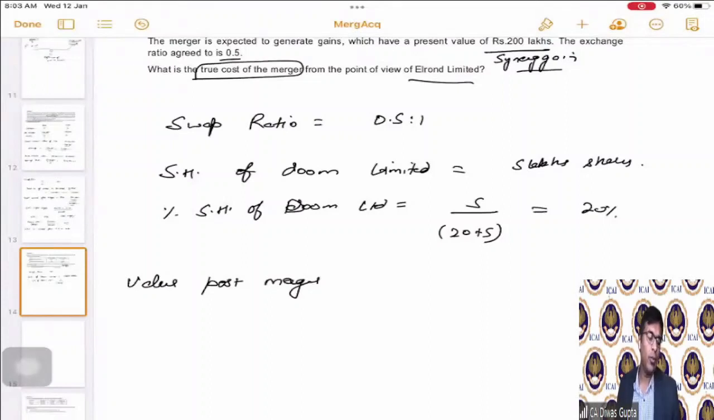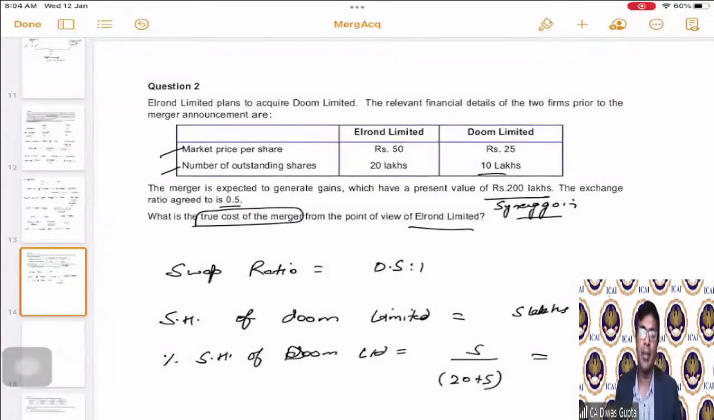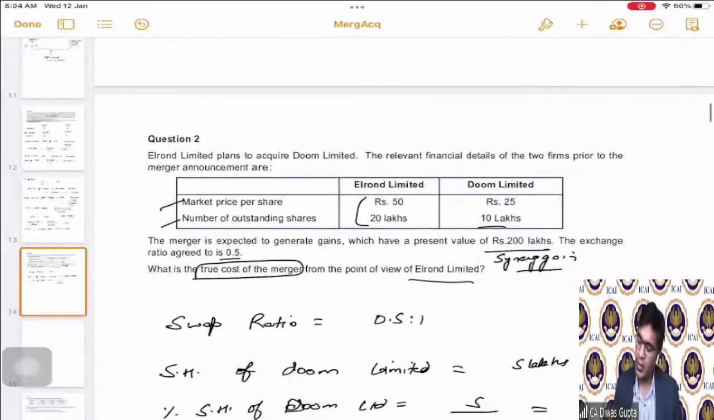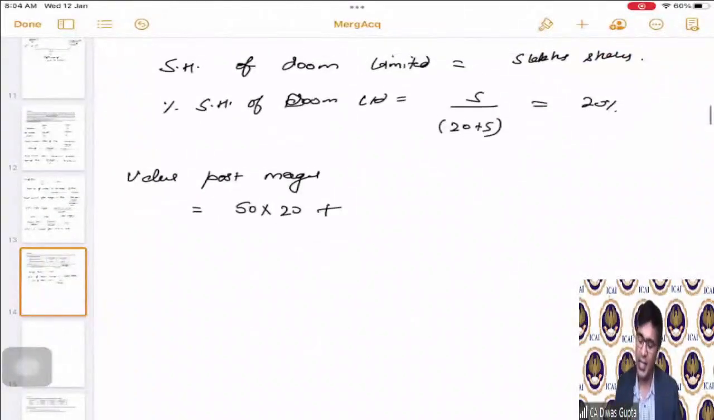So hence we are calculating the value post-merger, which will be 50 into 20, so 20 lakh shares multiplied by 50 rupees market price for Elron Limited. Similarly, for Doom Limited also, 25 rupees is the price per share and 10 lakh is the number of shares. So this is the value for Doom Limited. And then there is a synergy gain also. The present value of synergy gain is already calculated as a value as on date, not as a P&L item. That gives us 1450 lakhs.